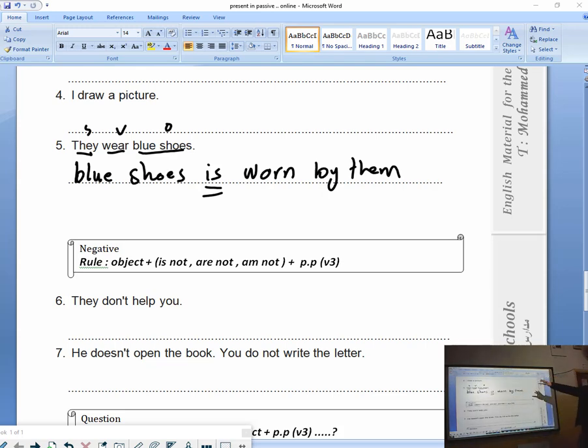Now, this is about the sentence. But if I have a negative sentence and I want to change the negative present simple into passive, just like this sentence, we don't help you, I just add not for is and are. It became, instead of is, isn't, aren't. If you want to ask me how do you know this is negative: if there is not, then this sentence is negative. Okay.